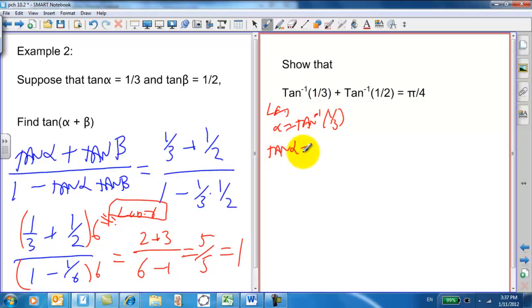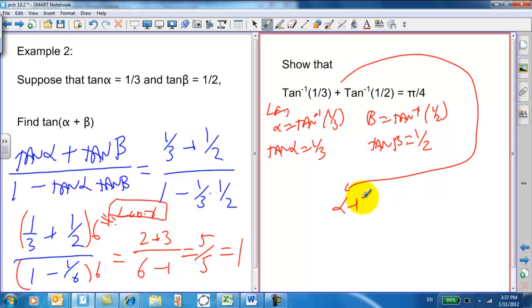And tan alpha then equals a third. And let beta equal the inverse tangent of a half. So the tan of beta equals a half. And essentially we're trying to show then that alpha plus beta equals pi over 4. Well, from this last problem we showed the tangent of alpha plus beta equals 1.